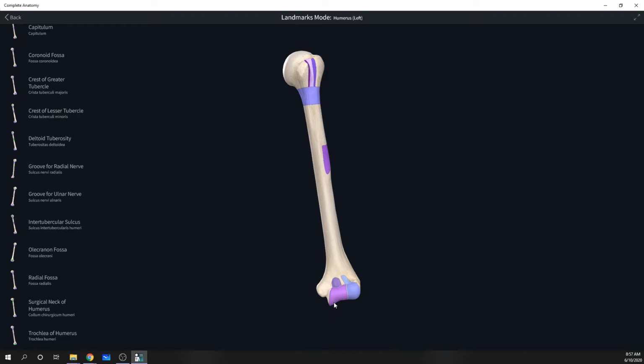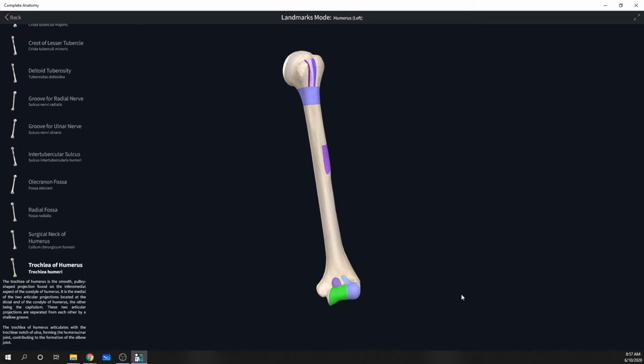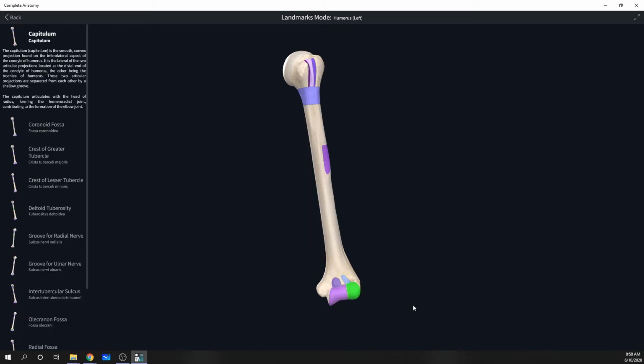To determine which condyle is which, you must determine the medial and lateral sides of the bone. The head is on the medial side, so if we follow that down, we find the medial condyle. This has a special name called the trochlea. On the opposite side, we would find the lateral condyle. This has a special name called the capitulum.